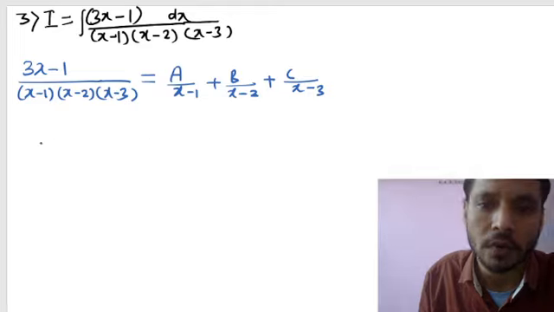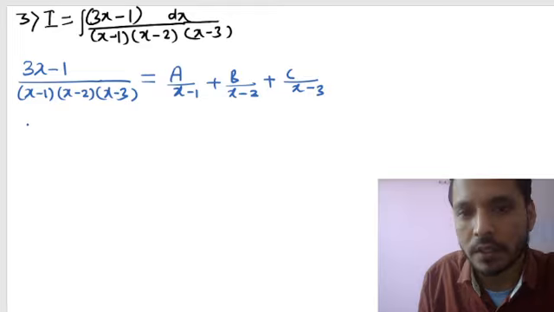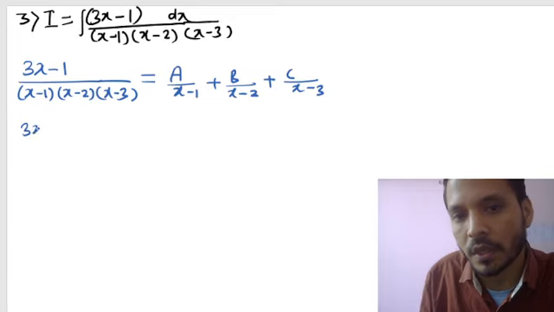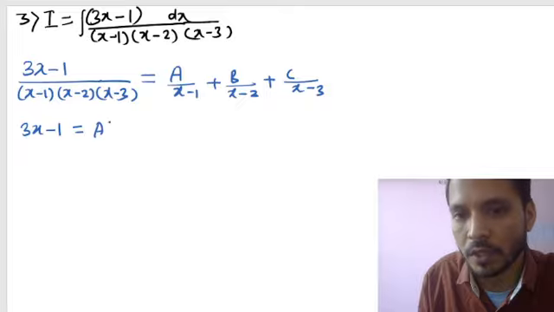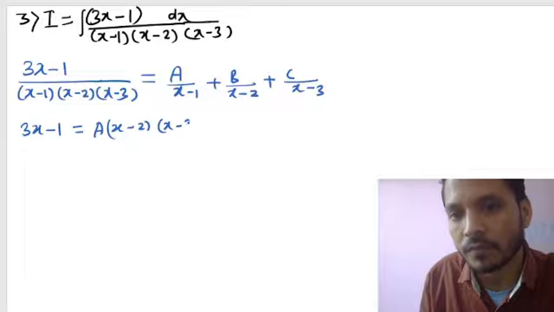Alright, now we are going to take the LCM. So this 3x minus 1, after taking LCM, the denominator part from both sides will get cancelled out. So here we will write only the numerator, a into (x minus 2) into (x minus 3).